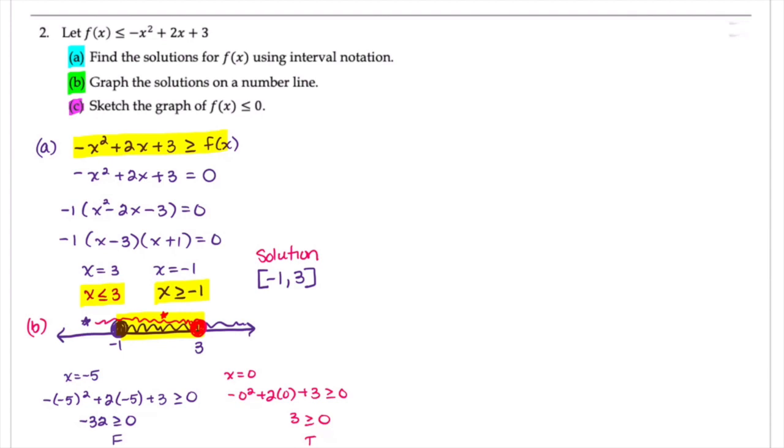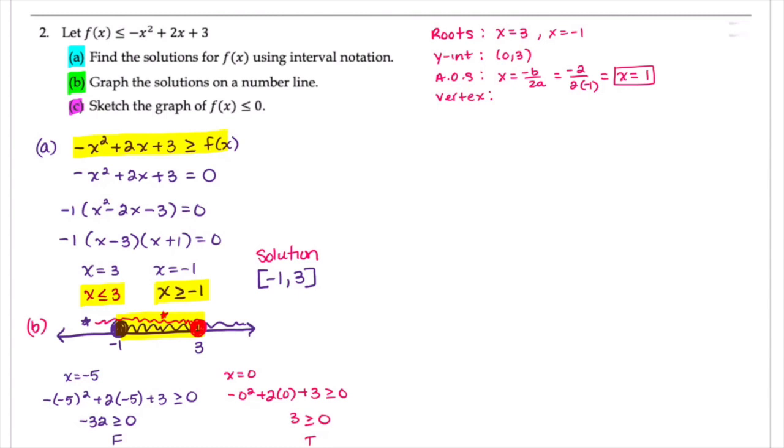And now part C, we want to sketch the graph of f of x less than or equal to 0. So to sketch this quadratic, we are still going to need all of the main things we need for a regular quadratic. I am going to need the roots, the y-int, the axis of symmetry, and the vertex. Okay, so let us graph our parabola as we have been already doing.